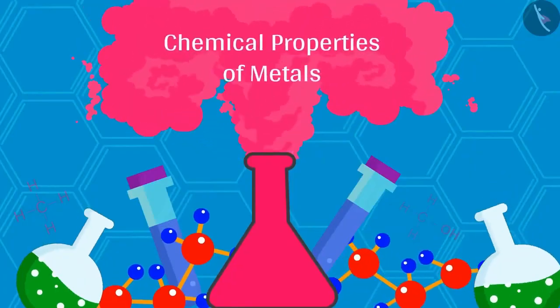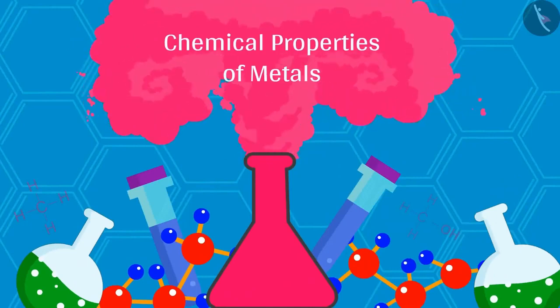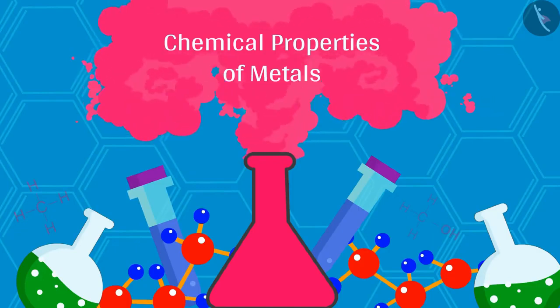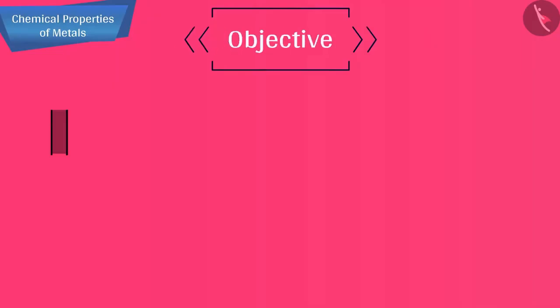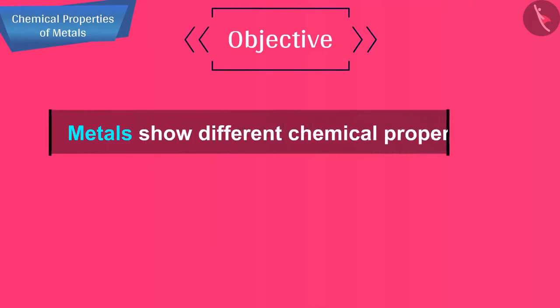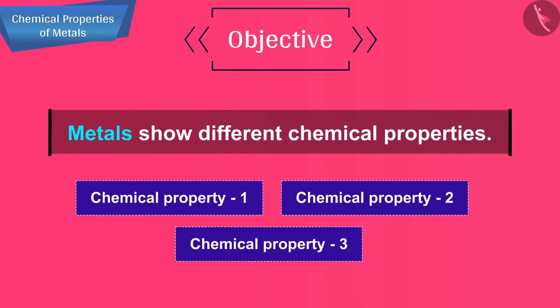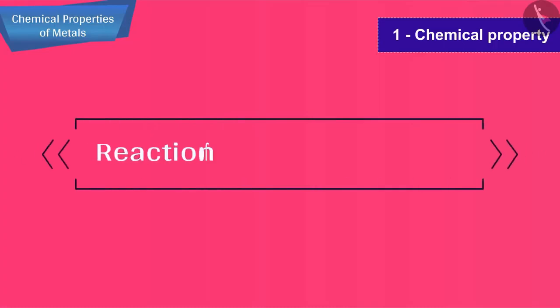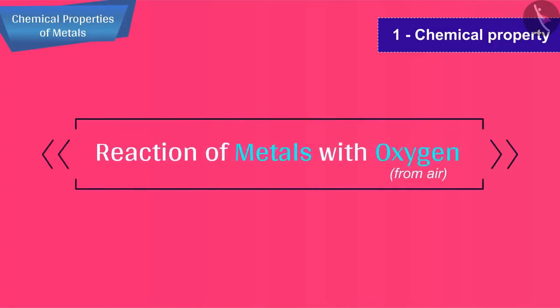Friends, welcome to this video session. The topic that we are going to cover in this session is chemical properties of metals. Metals show different chemical properties. Let's begin and study them one by one. The first chemical property of metals that we are going to discuss is reaction of metals with oxygen from air.